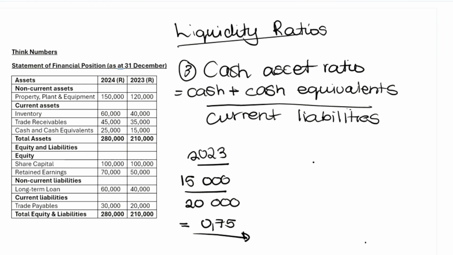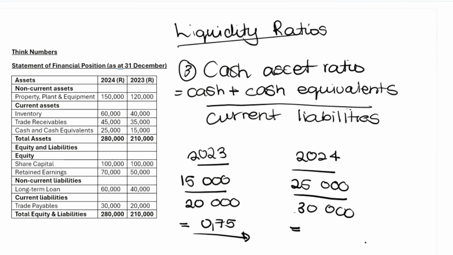0.75. And we jump over to 2024. In 2024, our cash and cash equivalents amounted to 25,000 and our current liabilities amounted to 30,000, which will then give us a cash asset ratio of 0.83. And remember, since we are comparing this to current liabilities, we'll then show it as is to 1.